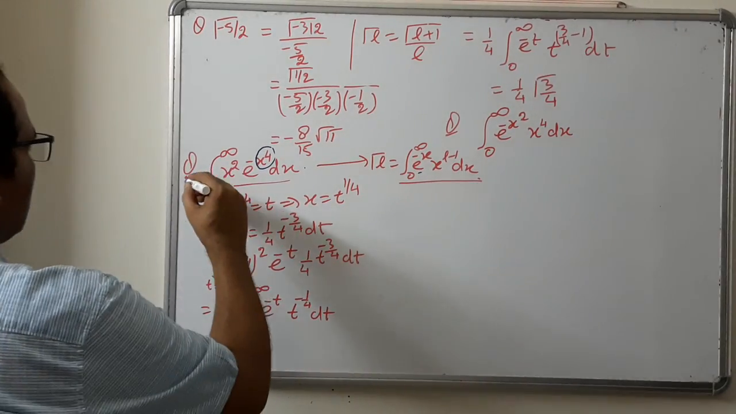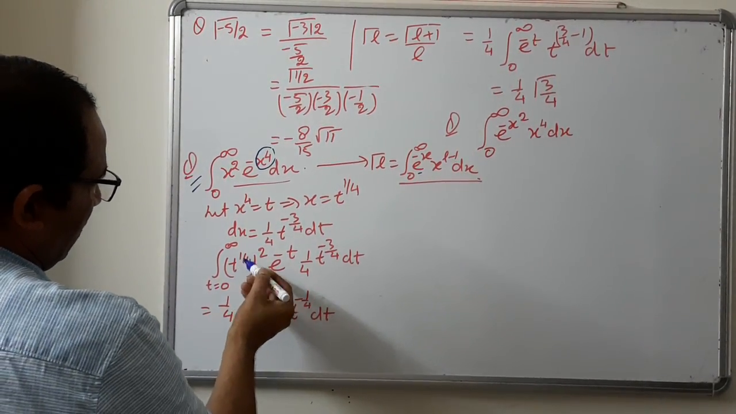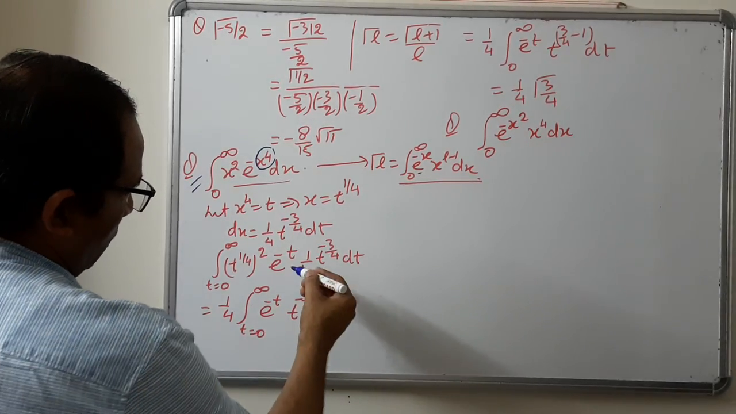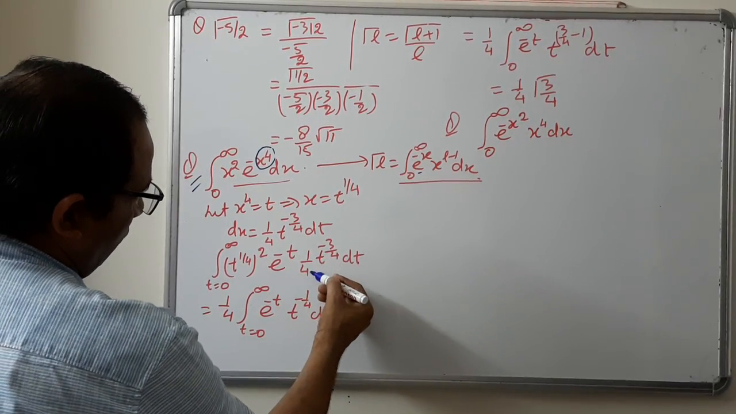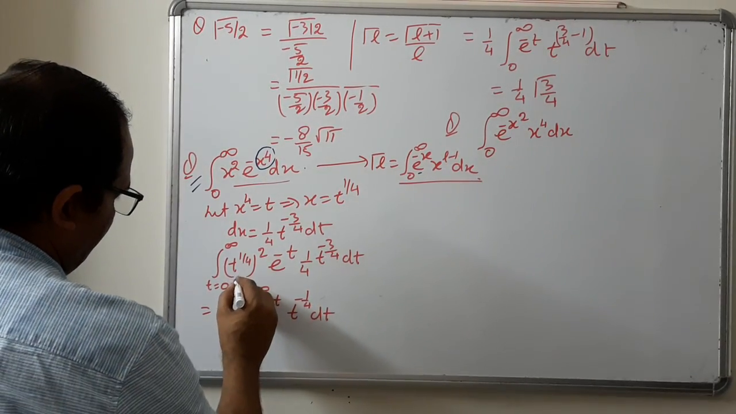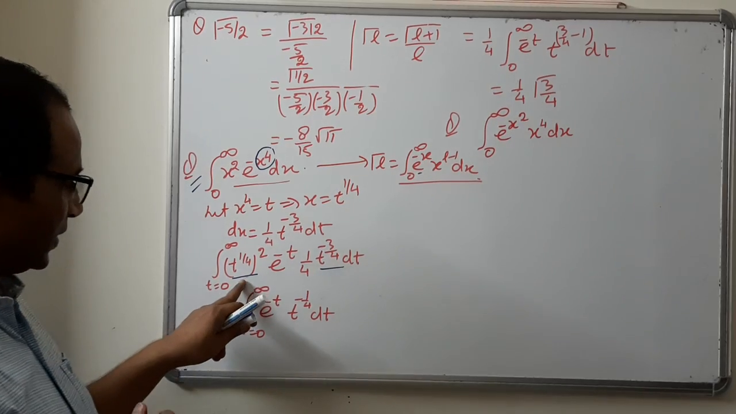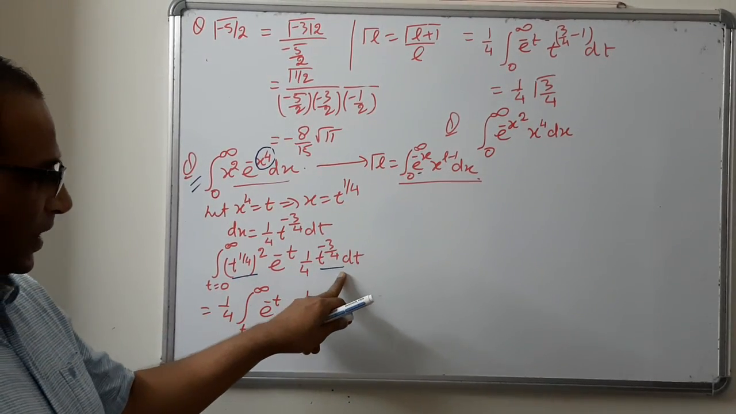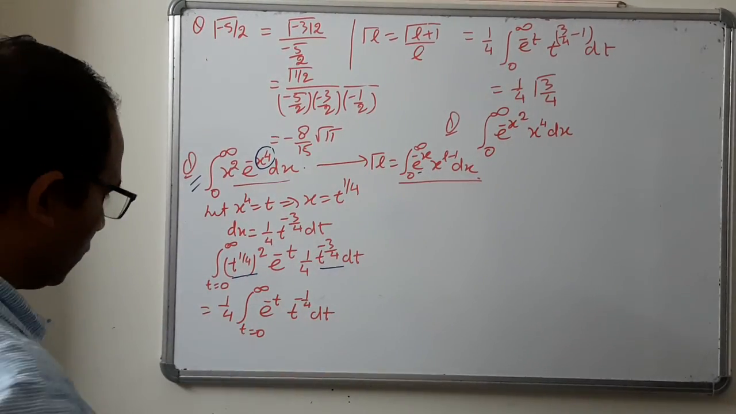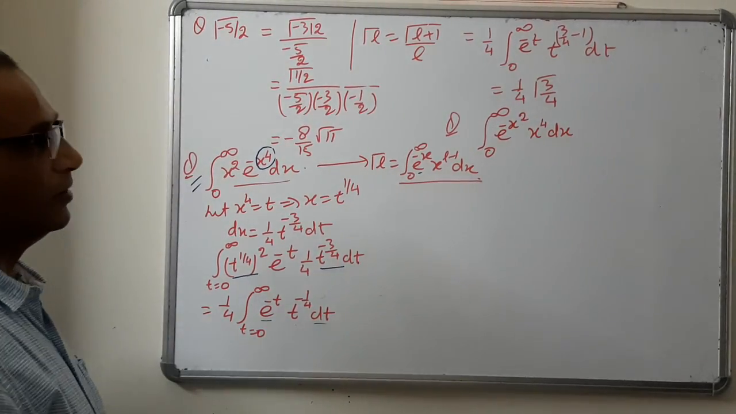Put all the values in this given integration, we get the integral from t = 0 to infinity of (t^(1/4))² e^(-t) (1/4) t^(-3/4) dt. When we solve this, (t^(1/4))² with t^(-3/4): this is t^(2/4), this is minus 3 by 4, that is minus 1 by 4. So t^(-1/4) e^(-t) dt, right?